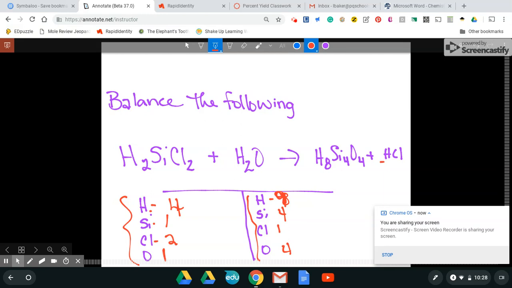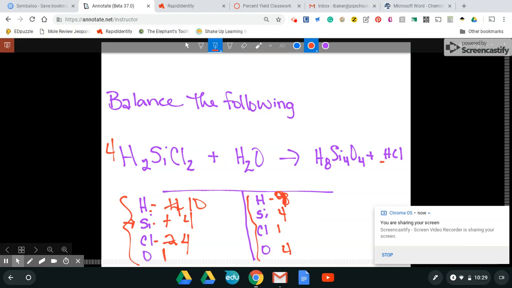Let's first start with, I'm going to leave the hydrogens because they're odd. Let's start with the Si. I've got 4 on this side and I've only got 1 here. So the very first thing I would do is put a 4 here. When I put a 4 there, that's going to change this to 8, 9, 10. That's going to change the Si to 4 and the chlorine to 4.